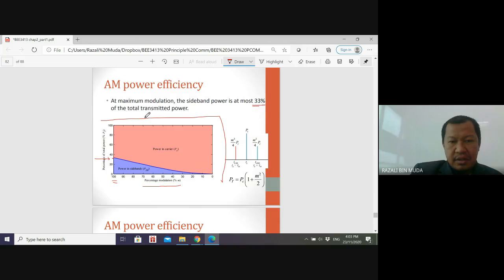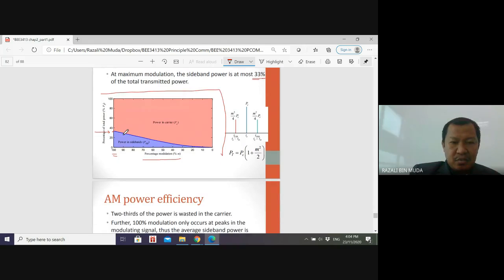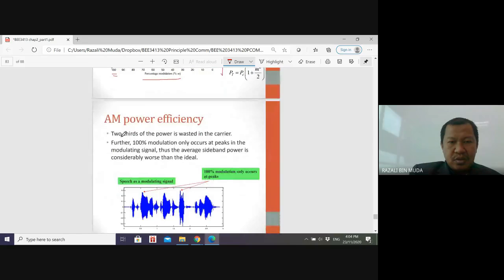The problem is this signal carries its information in the sideband. So basically, the rest of the power is not efficient. It's not being used properly. So 2/3 of the power is wasted in the carrier.